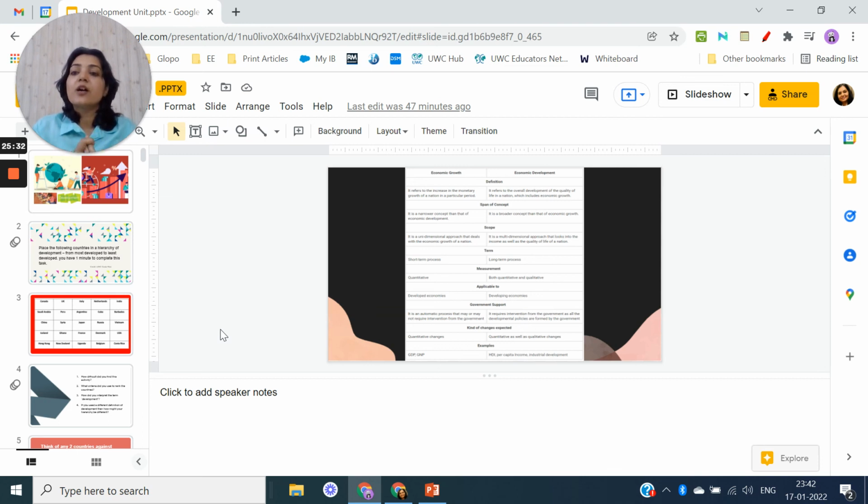Number two is, what do you think about basic needs and well-being? Should basic needs be replaced by well-being or not?